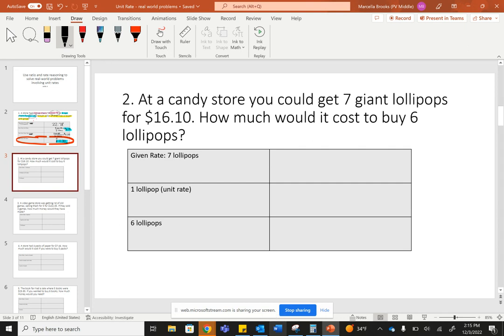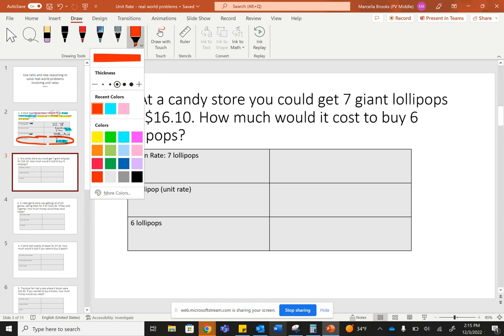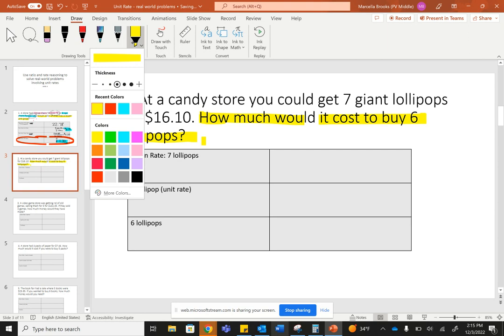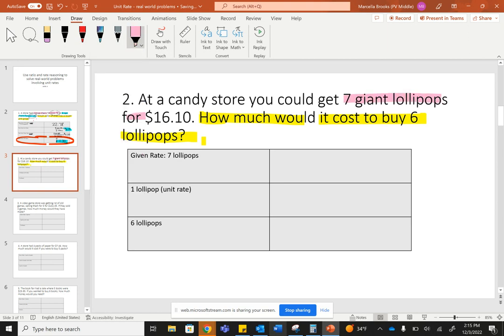Okay, number 2. At a candy store, you could get 7 giant lollipops for $16.10. How much would it cost to buy 6 lollipops? So again, we're going to highlight our question. How much would it cost to buy 6 lollipops? It gives us a rate. Let's highlight our rate. Our rate is 7 lollipops for $16.10. So the given rate is 7 lollipops for $16.10.